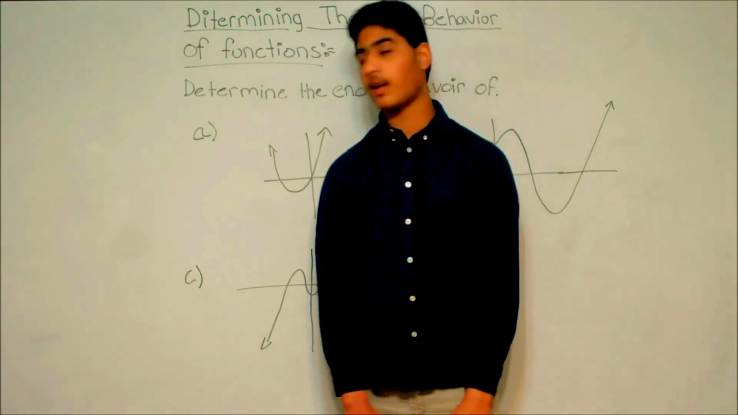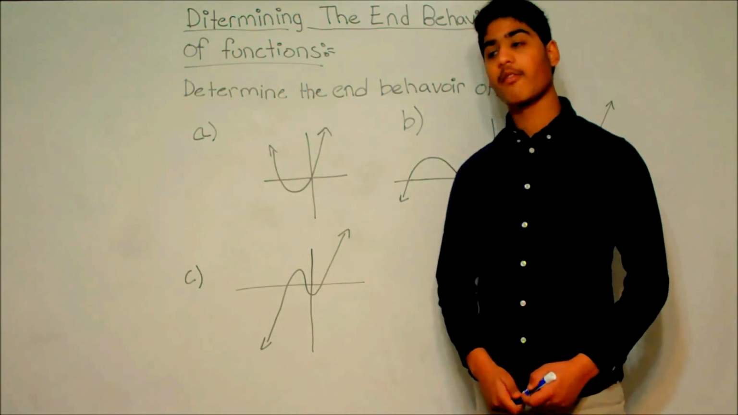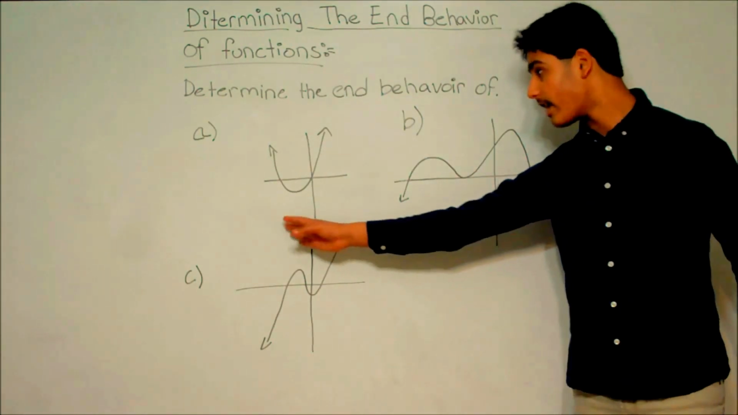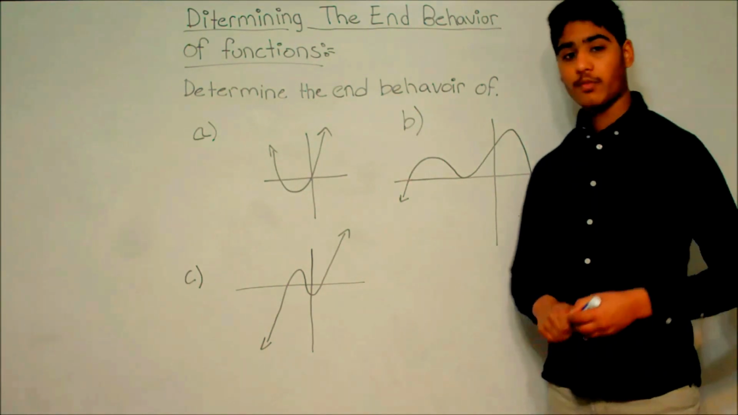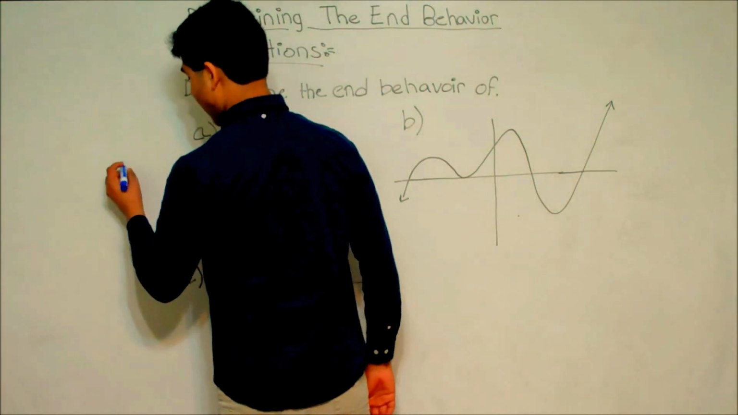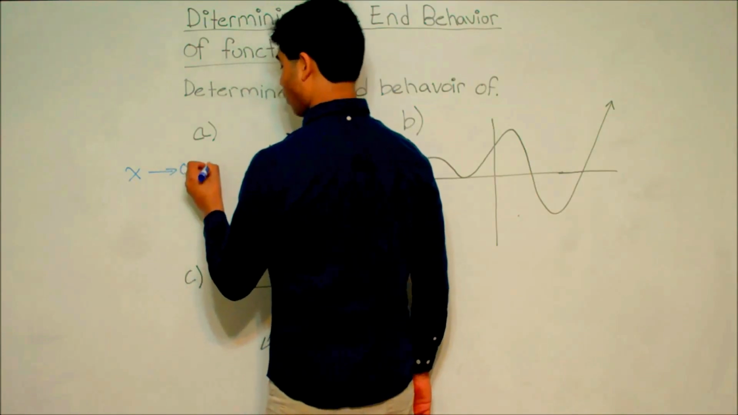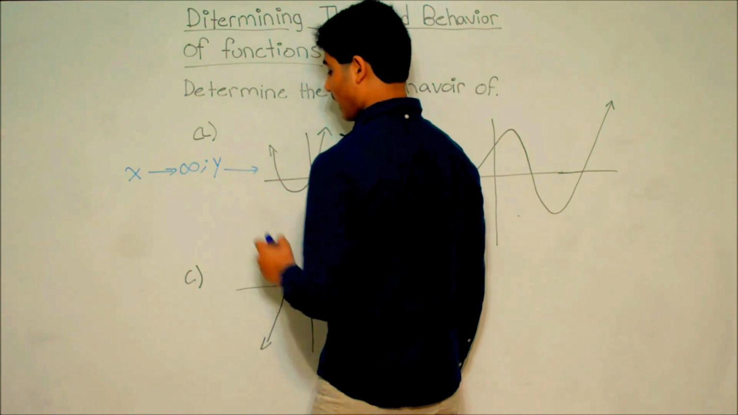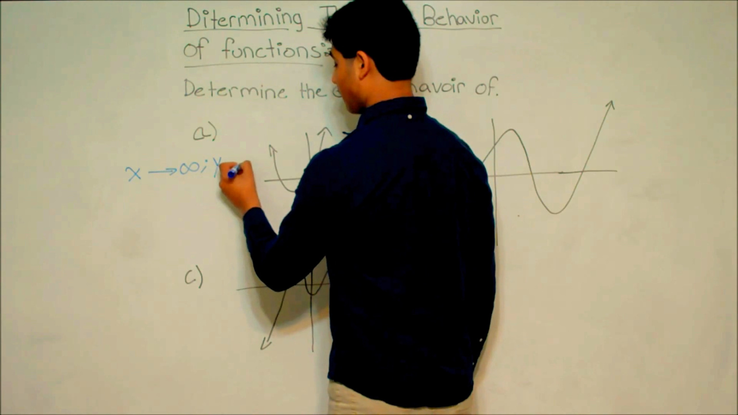Today we're going to learn about determining the end behavior of functions. Let's say we have a problem like this. Determine the end behavior of A, this graph, B, this graph, and C, this graph. So when we determine the end behavior of functions, we first have, as x goes to infinity, y goes to, and then we have to figure out whether y goes to infinity or does y go to negative infinity.